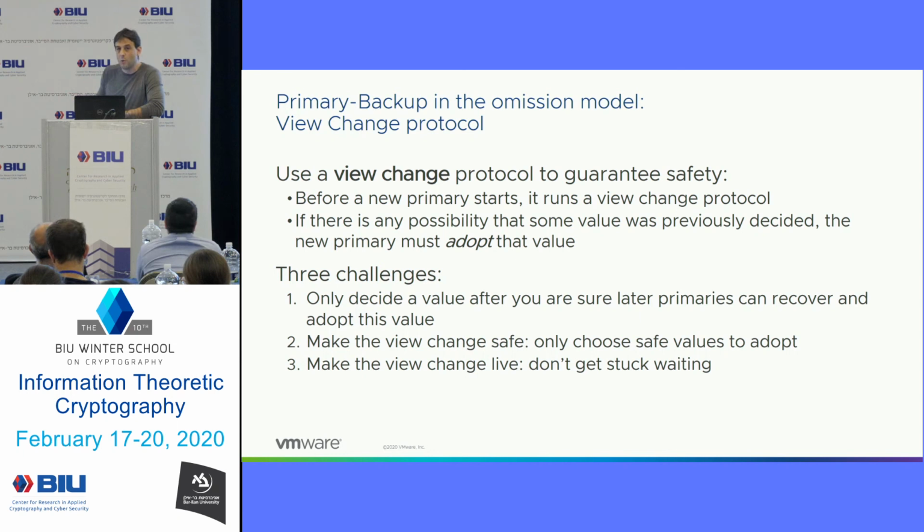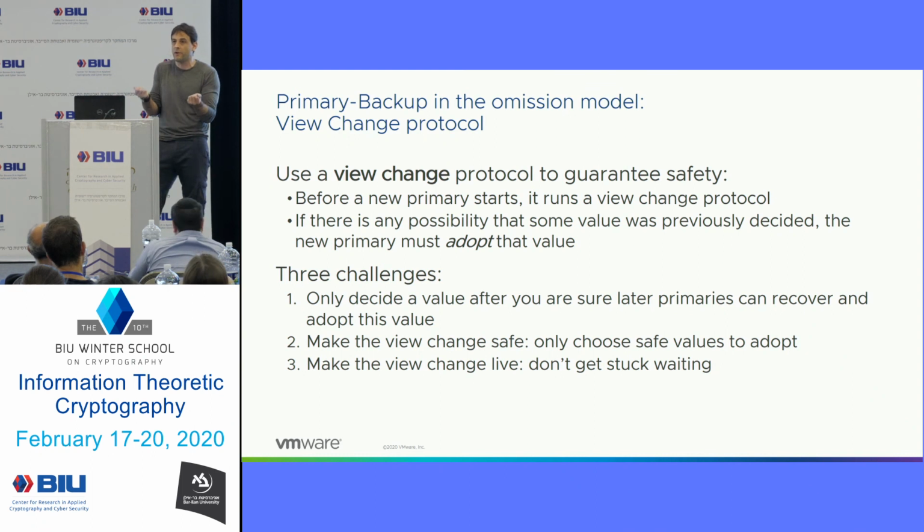The first is that you want to make sure that if you make a decision, then this decision will remain even if you are faulty, so somebody else can read this decision. And then you want to make sure that this view change protocol has safety and liveness properties. In particular, if you do a view change, you don't get stuck just waiting for responses. And it's safe, which means that if I receive the value, I know it's a safe value that I can actually use. So after the break, we're going to deal with these 3.